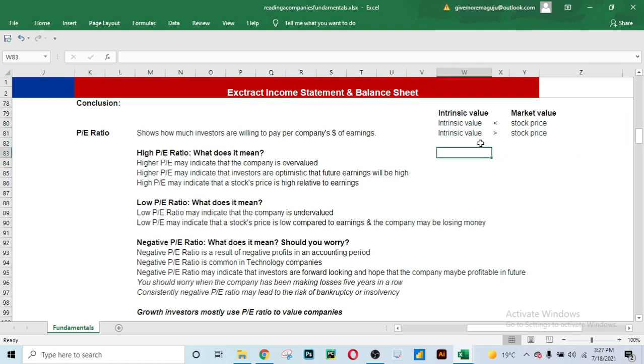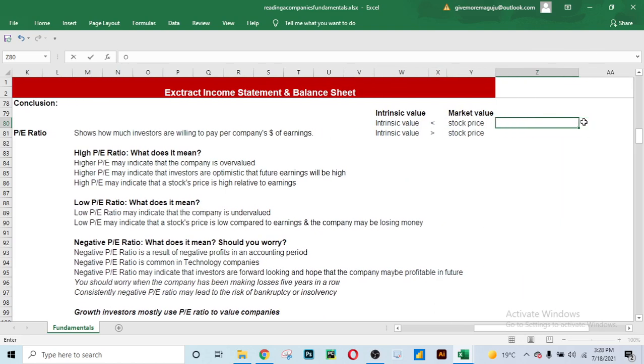So we have the terms overvalued and undervalued. Let's say you've done your DCF and you found that the intrinsic value is less than the stock price. This leads to overvaluation, so it means the stock price is overvalued. And what does it mean if it is overvalued? It offers you the opportunity to sell.